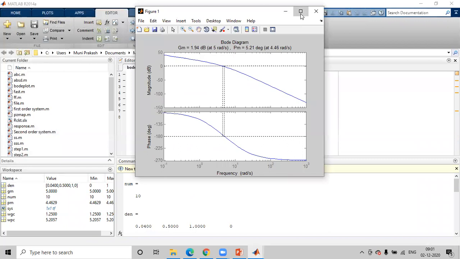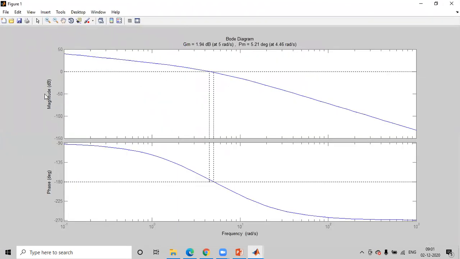If you observe the graph, the top one is the magnitude versus frequency. That is the magnitude plot, the magnitude in terms of gain. And this is the phase angle versus frequency, the phase plot. And if we observe directly on top, the gain margin is 1.94 decibels, and the phase margin is 5.21 degrees, with respect to the gain crossover frequency and phase crossover frequency. Everything is there.